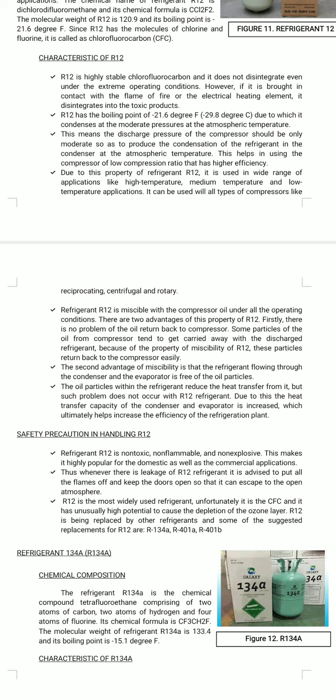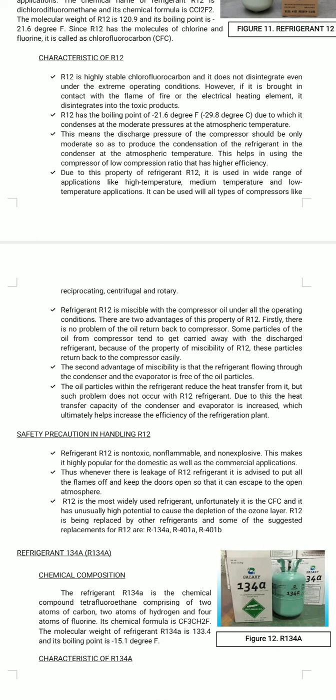chlorofluorocarbon, and it does not disintegrate even under extreme operating conditions. However, if it is brought in contact with the flame of fire or electrical heating elements, it disintegrates into toxic products. R12 has the boiling point of negative 21.6 degrees Fahrenheit or negative 29.8 degrees Celsius, due to which it condenses at moderate pressure at the atmospheric temperature.